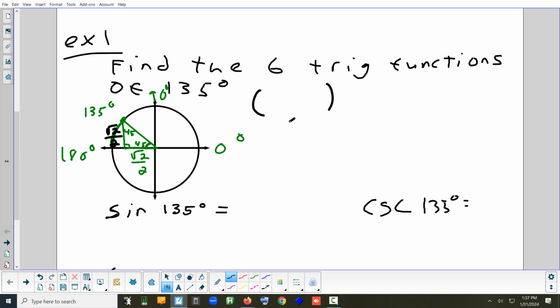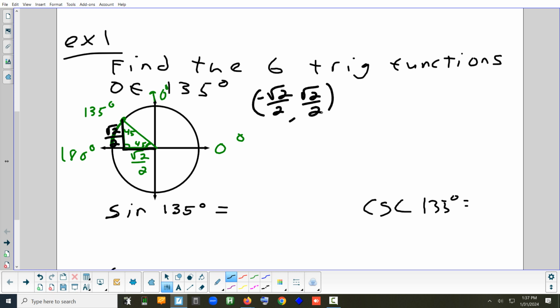Okay. So what's going to be the coordinate for 135? I mean, we know how far over to go, and we know how far up to go. Just make sure that we go left. Negative root 2 over 2. And then root 2 over 2. Yep, negative root 2 over 2, root 2 over 2.